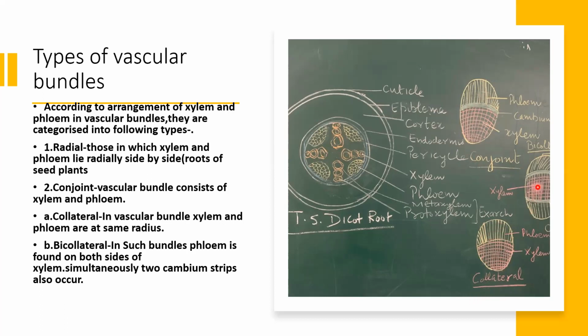Sometimes in a vascular bundle, now this is the xylem tissue. This is surrounded by phloem on both the sides. And this is one cambial strip. This is another cambial strip. So in this vascular bundle, there are 2 cambial strips, but the xylem is surrounded on the 2 sides by the phloem tissue. So such vascular bundles are called bicollateral. So depending upon the arrangement of xylem and phloem in the vascular bundle, they are categorized into different categories: radial, conjoint, collateral, and bicollateral.